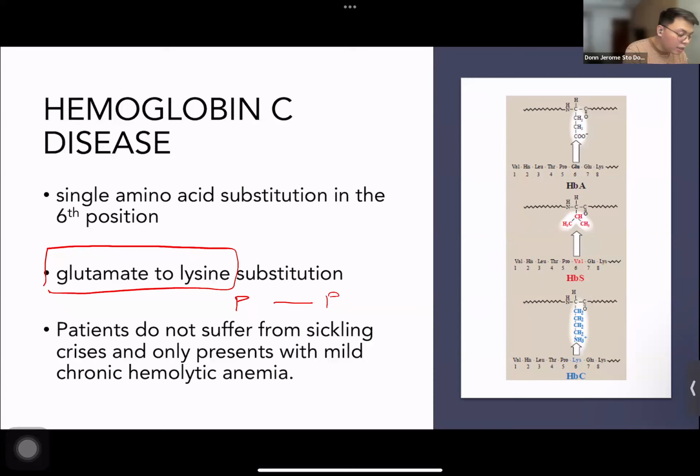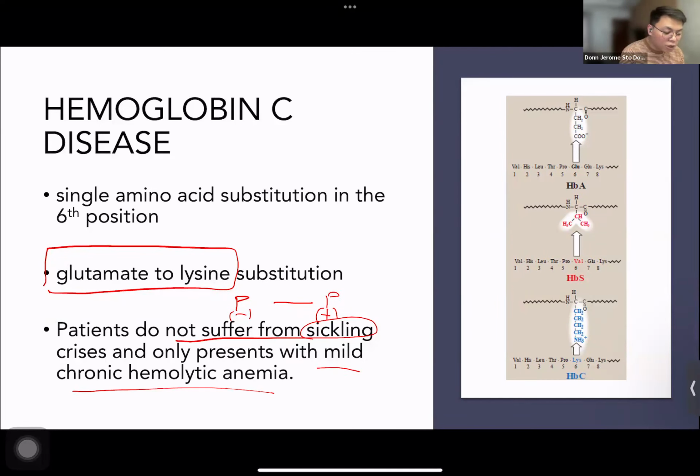What is the polarity of glutamic acid? Polar, negatively charged. How about lysine? What's the polarity? Positive. Polar positive. Okay, polar positive. Its siblings are arginine and histidine. Those are the positively charged ones. So unlike hemoglobin S or sickle cell disease, this patient would not suffer from sickling because the severity is less if it's a polar to polar substitution. But they will have mild chronic hemolytic anemia.